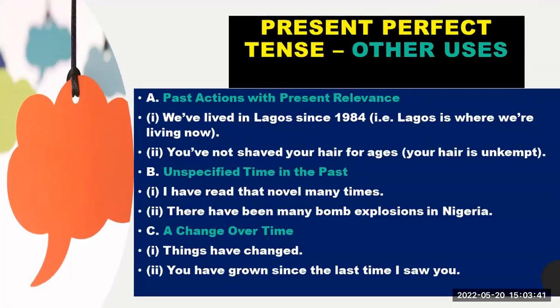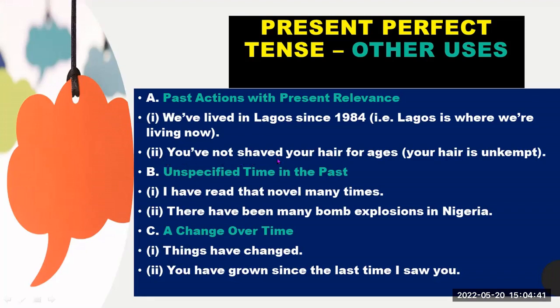All right? Then let's look at other uses of the present perfect tense. A, past actions with present relevance. An action that took place in the past, but there's something in the present that reminds us about that action. For example, we've lived in Lagos since 1984, all right? And why do we make that conclusion? Lagos is where we are living right now. So we've lived in Lagos since 1984. We are recollecting the time when we started living in Lagos, but we still live in Lagos. So that past action is still relevant to the present moment.